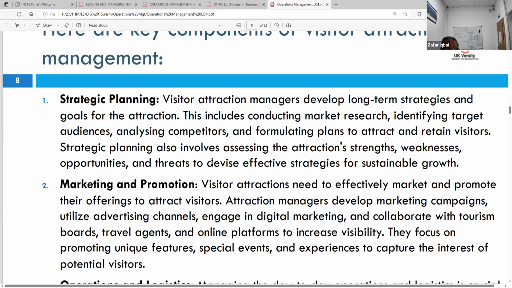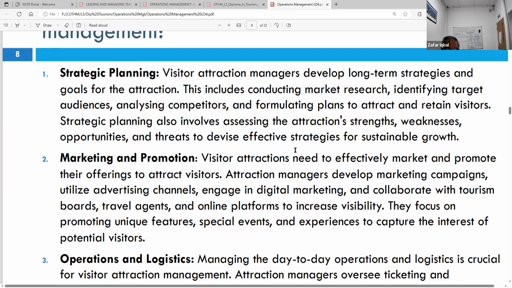So what you need to do is look at the SWOT analysis, which stands for strengths, weaknesses, opportunities and threats. You need to develop a plan for the long term. The internal SWOT analysis, strengths, weaknesses, opportunities and threats, will give you an internal plan. From there, you can develop strategies for sustainable growth.